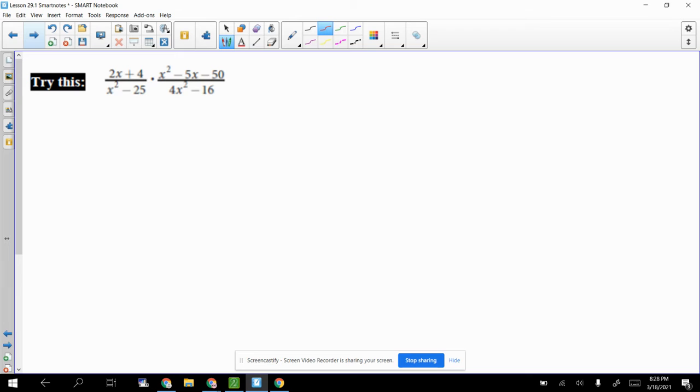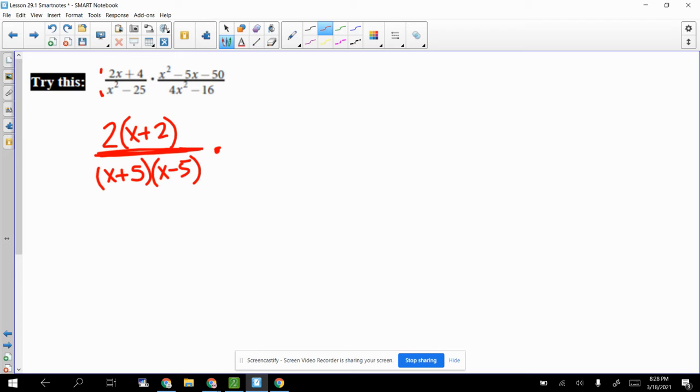Okay, so let's try one. Let's take a look at this first numerator here, and we are going to factor 2x plus 4. The only thing we can do here is take out a GCF of 2, and we'll be left with x plus 2. Okay, then let's look at this denominator here. You have x squared minus 25. So that's a difference of 2 squares, so that can be written as x plus 5, x minus 5, right? Take the square root of each one. Okay, so the first rational expression is done.